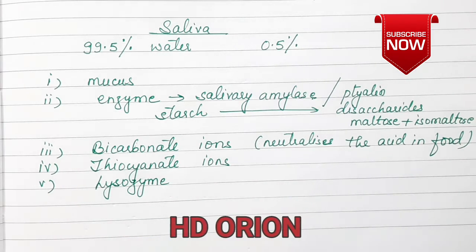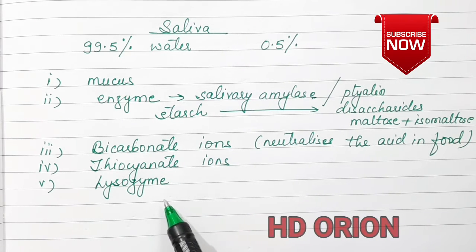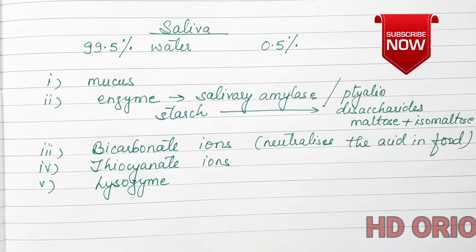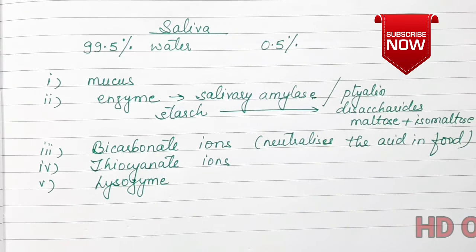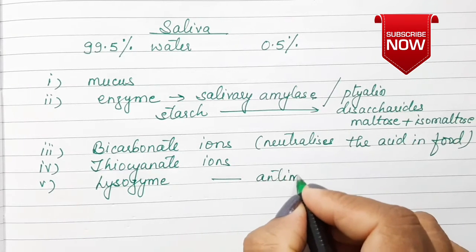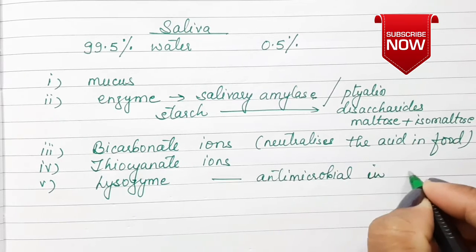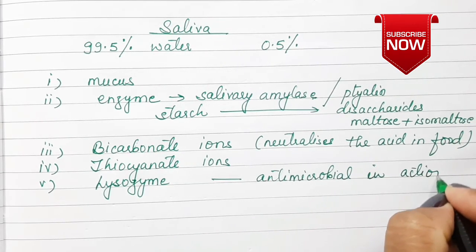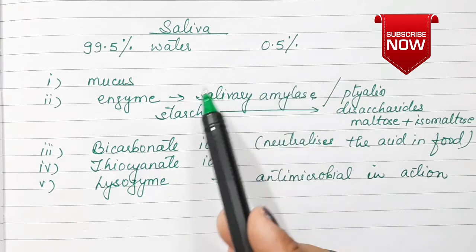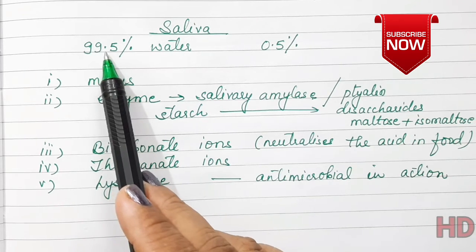So you might have seen the animals licking their wounds. It is only the application of saliva on the wounds. The action of lysozyme and thiocyanate actually kills the microorganisms, and therefore saliva is antimicrobial in action. It consists of antibodies. So these are the constituents. The 0.5% of these things are present in the saliva. Maximum of it is water.